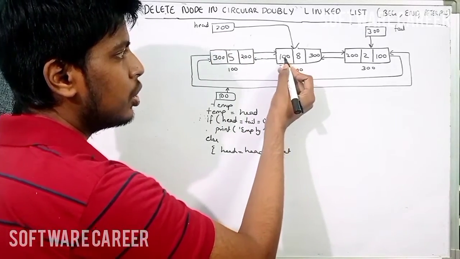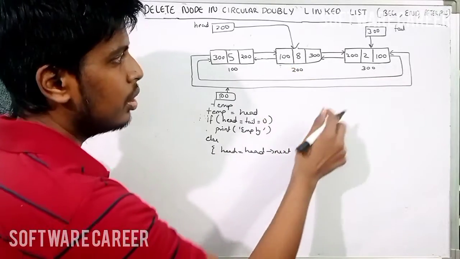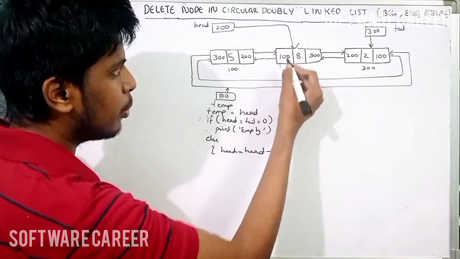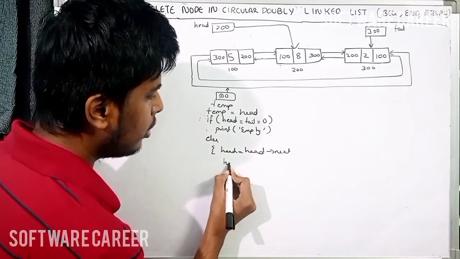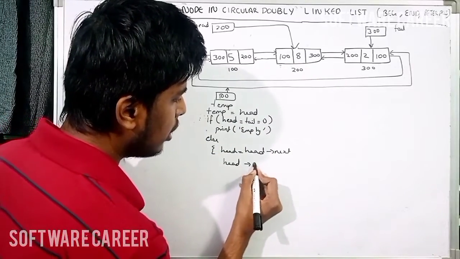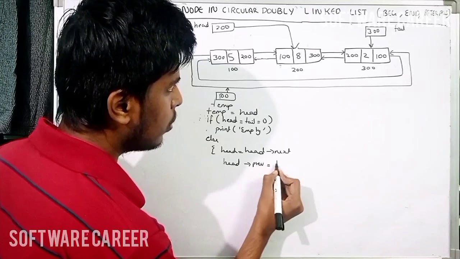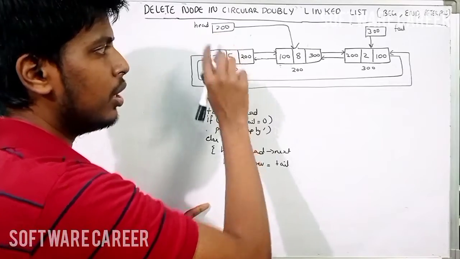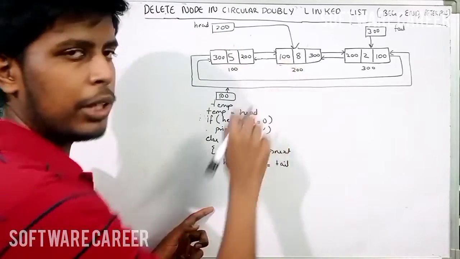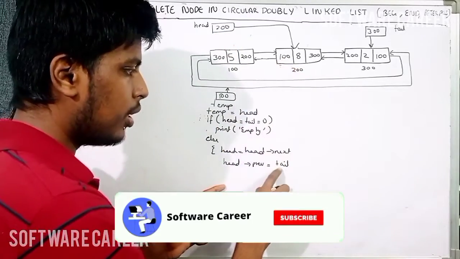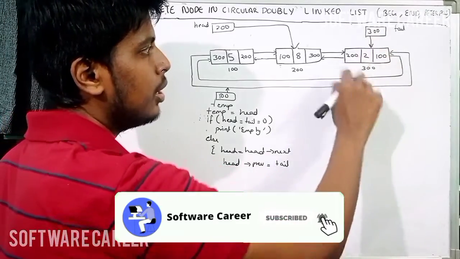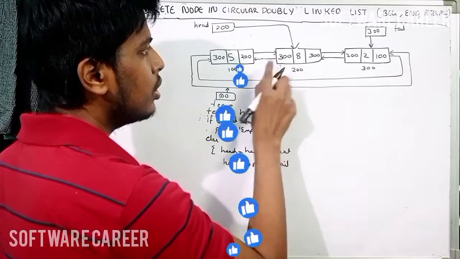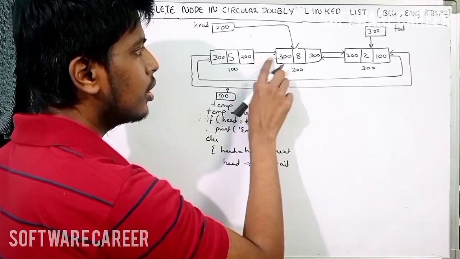Now see, I should update this previous pointer. In this previous pointer I should store the address of the last node, since this is circular. So 300. See here, head previous equals tail. Now see, head is 200, and 200 previous is this pointer. In this pointer I should store the tail address. Tail is 300, so I am writing here 300. So this link is cancelled.